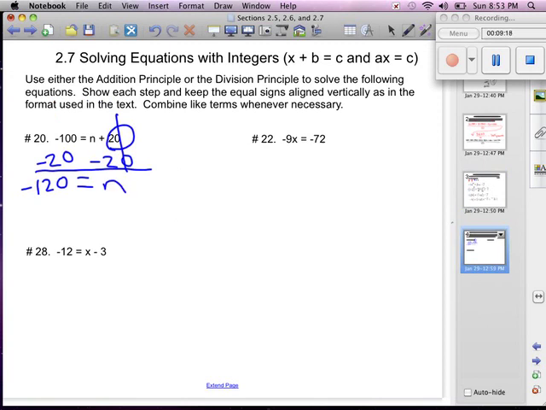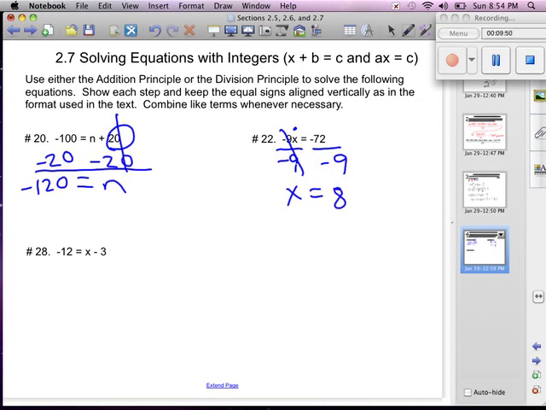Number 22, we have -9x equals -72. This is not that big of a deal. Just divide by -9. Remember, we're trying to get the x by itself. So we're not just dividing by 9, we're dividing by -9 to get the whole thing out of there. Divide by -9. Keep the equal sign in the center. These cancel. We have our x. -72 divided by -9 is +8.